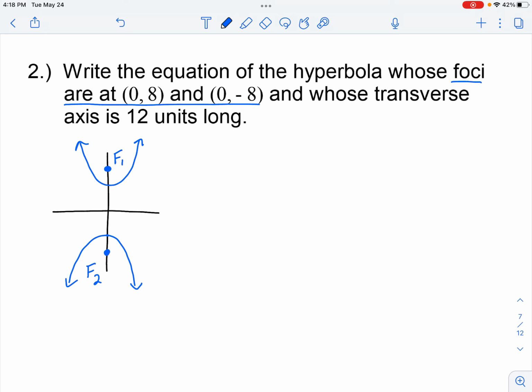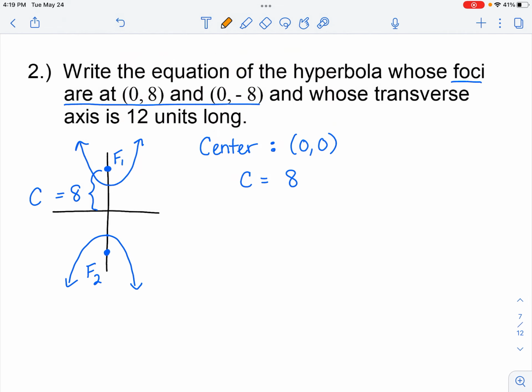So that's the first thing that I noticed. And also, we're centered at the origin, (0, 0), I noticed. And also this distance is 8. And that's going to be the value of c, all right? So I'm going to make a note that my center is (0, 0) and that c has to equal 8.